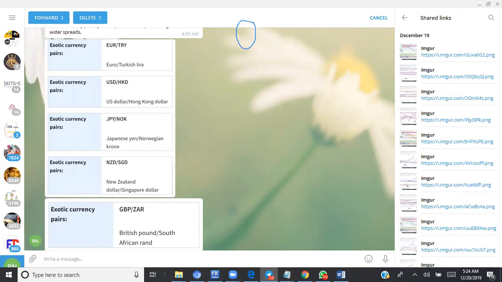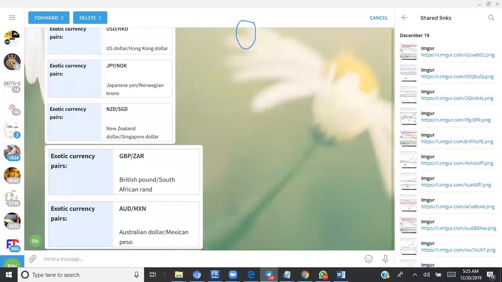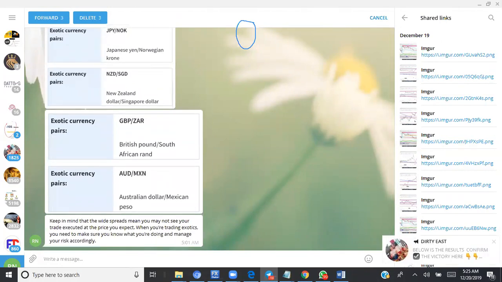Some of them, you have the Euro Turkish Lira. That's the Turkish currency. Turkey is an emerging economy. That currency is still emerging. We have the US dollar against the Hong Kong dollar. We have also the Japanese yen, Norwegian krone. Those currencies are still trying to get to stability. We have the Singapore dollar with the NZD. We have the South African rand, that's called ZAR, with GBP as well. We have the Mexican peso with the Australian dollar.